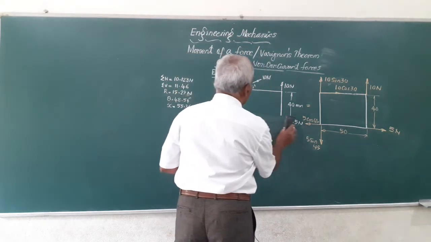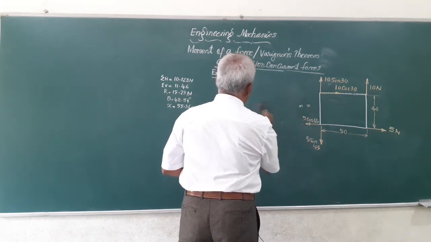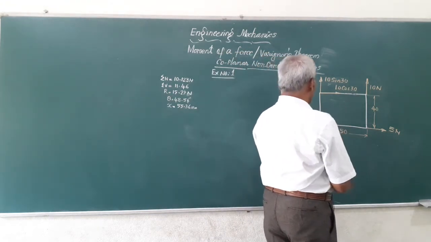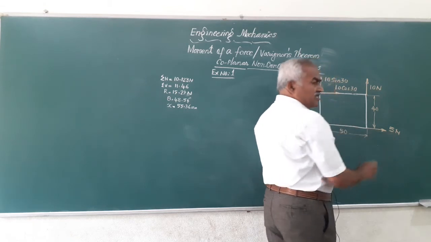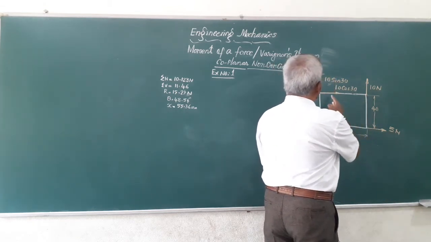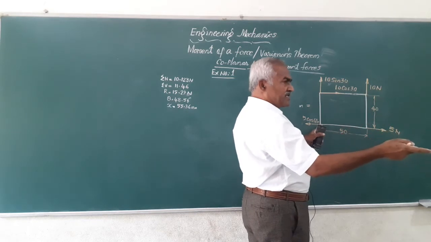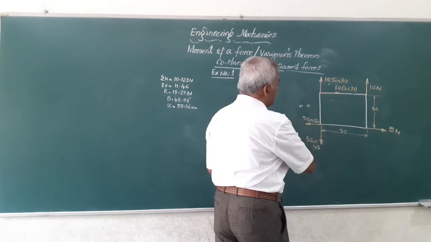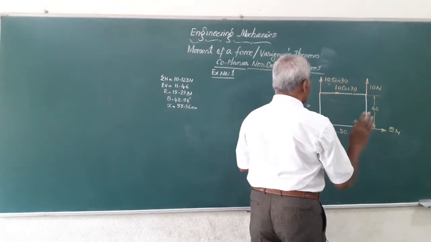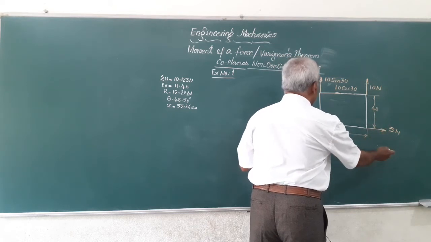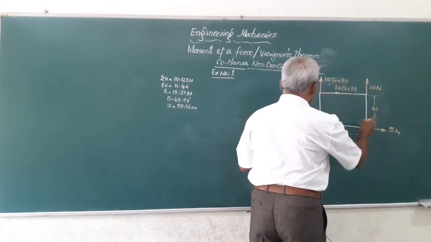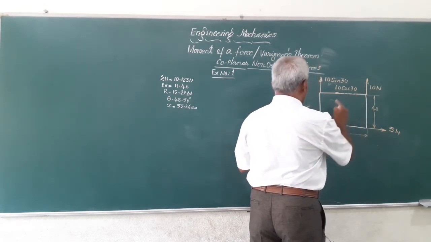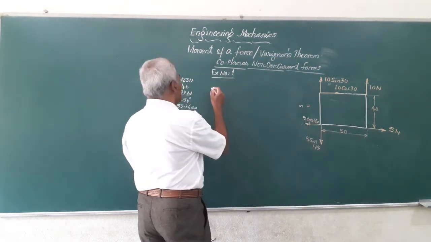Friends, if you take up the value of sigma H, you can just observe the board. In this figure, we have 5 Newton acting to the right, taken as positive. Then you have 10 cos 30 also acting to the right, taken as positive. Whereas this 5 cos 45 is acting in the left direction. So horizontal forces are 3 in number. One is 5 Newton acting to the right, second is 10 cos 30 acting to the right, and the other is 5 cos 45 acting to the left. So we put a positive sign for these two and a negative sign for this.